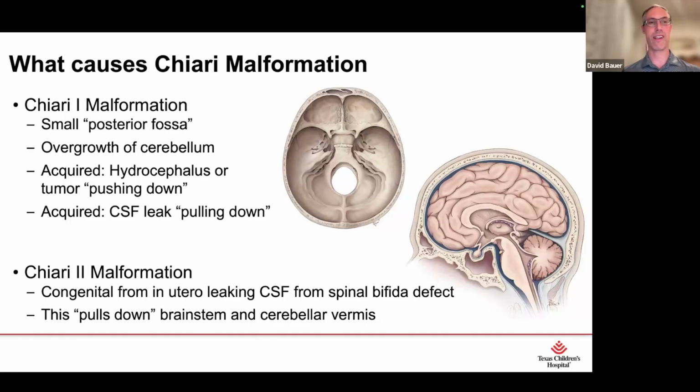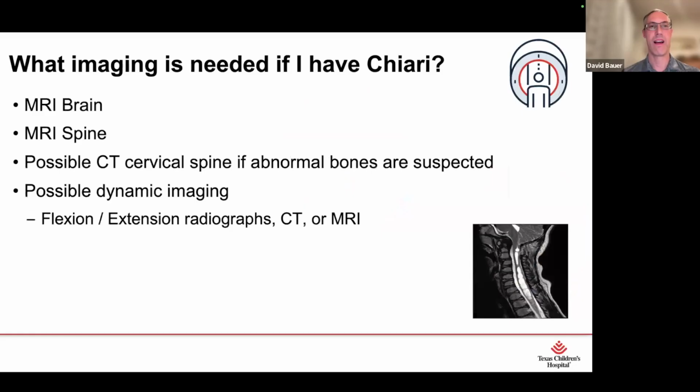Chiari 2 is different. It's a congenital problem. So this is something that happens in utero, during gestation, before a child's born. And in this condition, spinal fluid is leaking out through the bottom of the spinal cord, where there's an open neural tube, and then this pulls down the brainstem and the vermis.